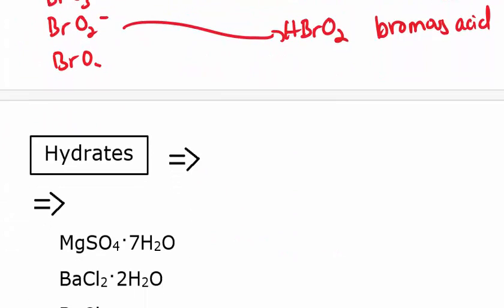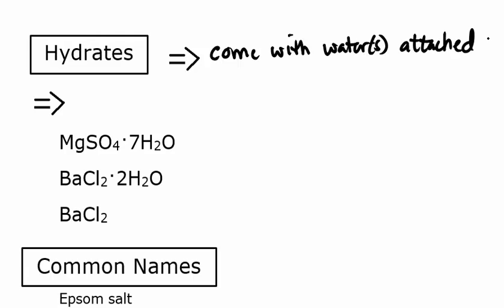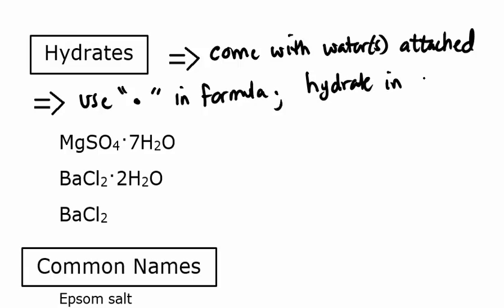All right, let's go on to hydrates. Okay, hydrates are simply some compounds that come with waters attached to them. And I'm going to use waters as a plural because often they have more than one. All right, and how do we deal with them as far as naming? First of all, we use a dot in the formula. And then we use the word hydrate in the name. And we show how many waters there are by a prefix.